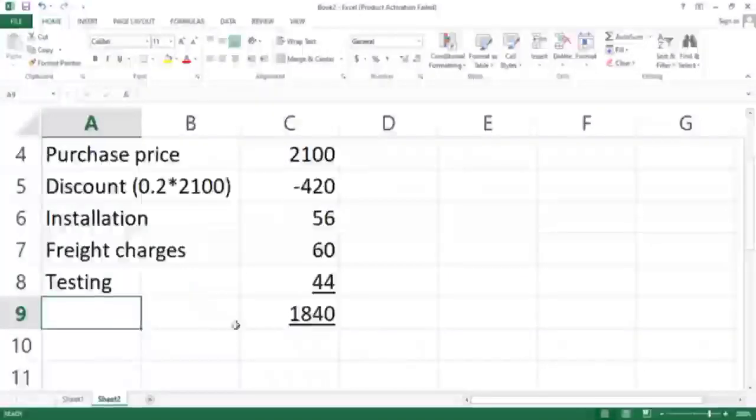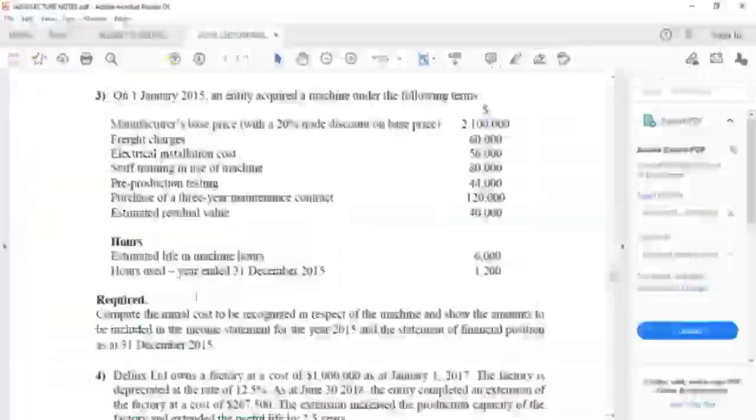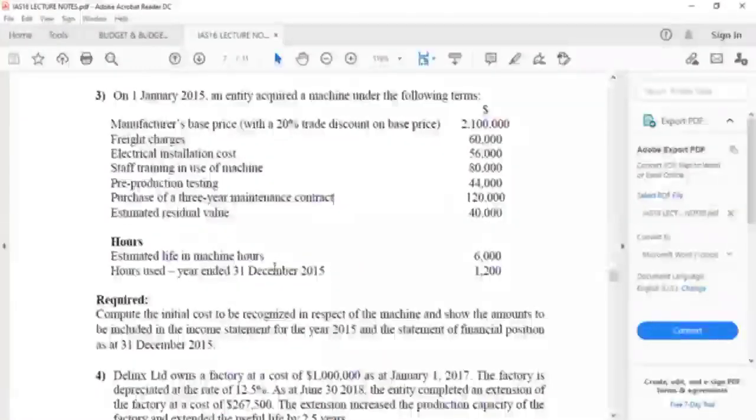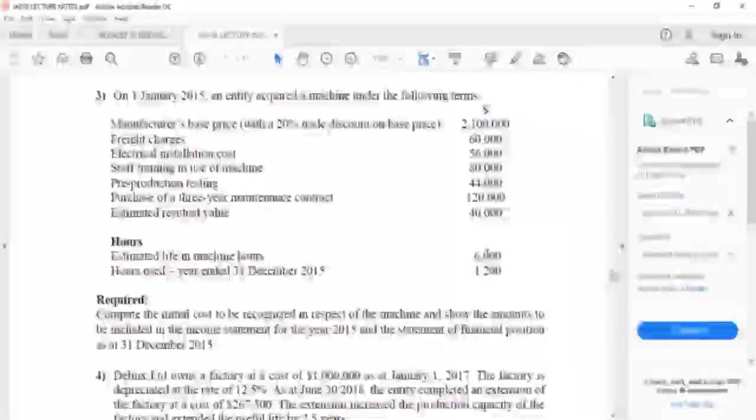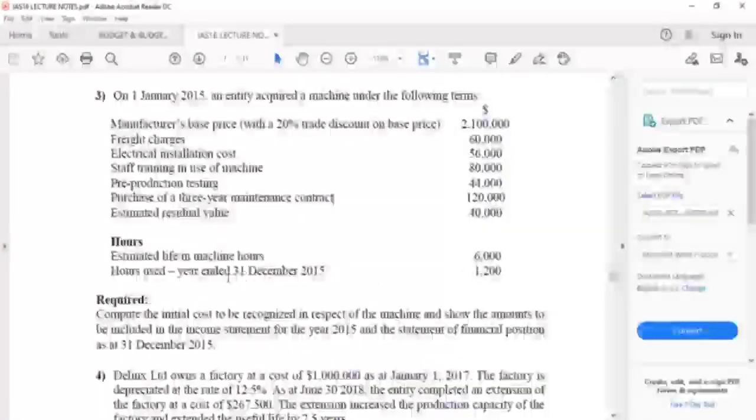So what will happen? What are they saying right now? You can see that they are using hours based to depreciate the asset, isn't it? What is the estimated life in machine hours? What is the total machine hours over the useful life of the asset? 6,000. What is the hours used for this year? 1,200. So if you want to know the depreciation relating to this, how do we do it?